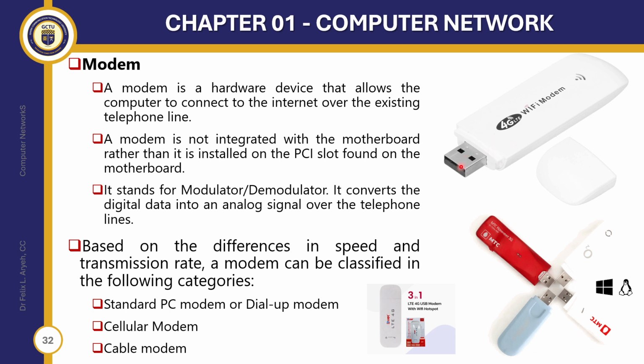In this case, when we use the USB, the telephone line in our case is the wireless connection to the MTN mast. So it means you might have to get a SIM or a chip to be placed in the modem. The modem is not integrated with the motherboard, rather, it is installed on the PCI slot found on the motherboard.